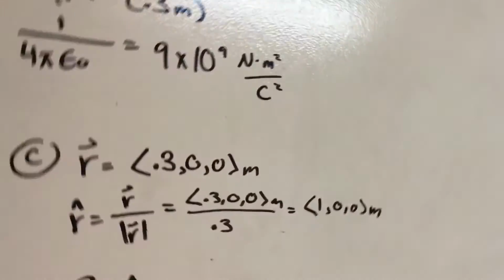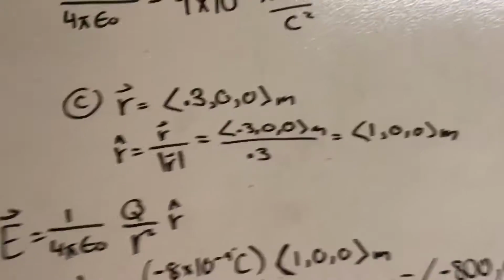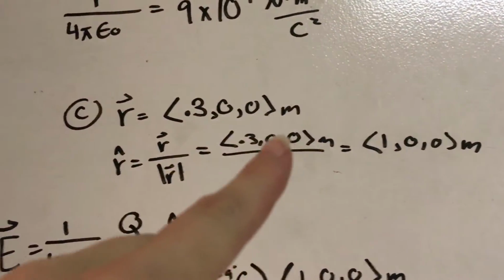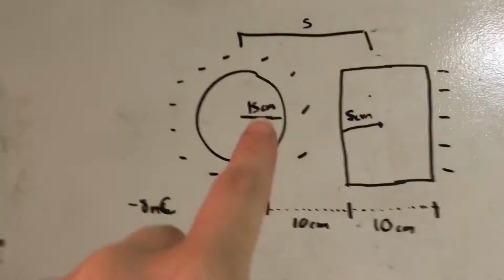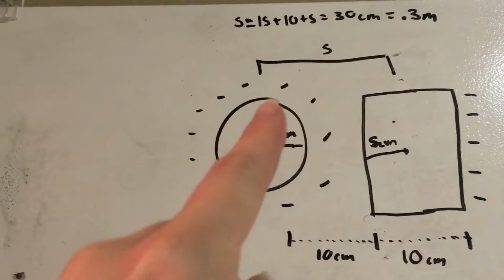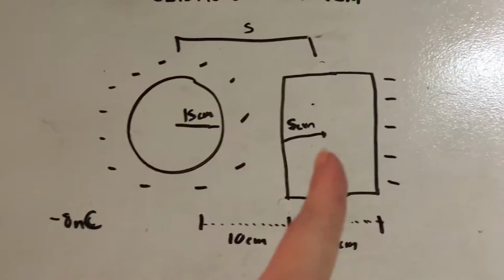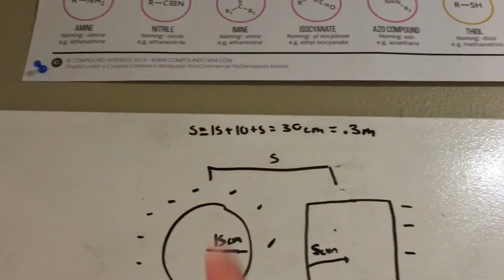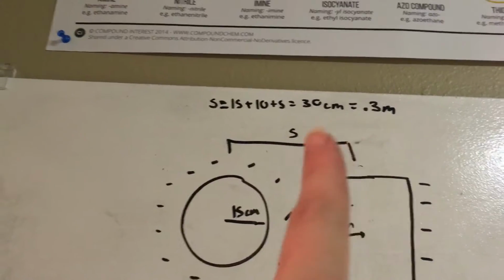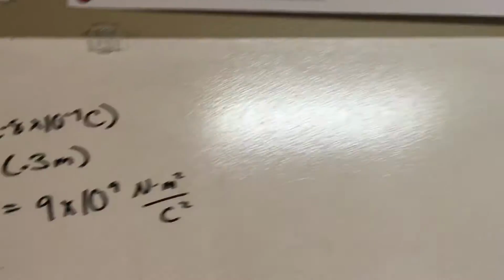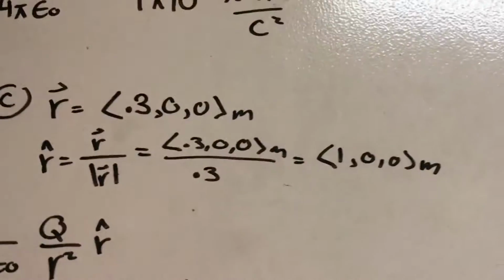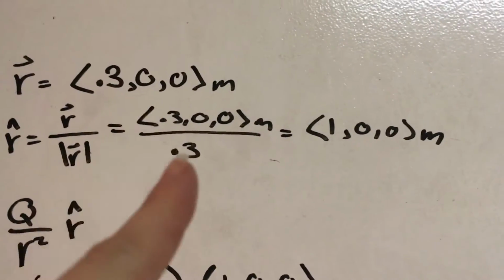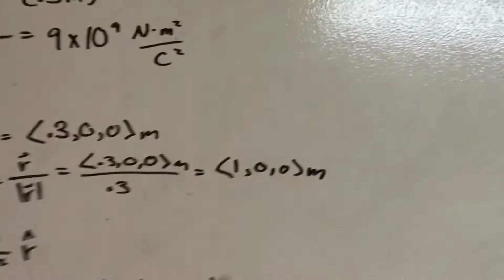So first what I'm going to do is I'm going to solve for my R, which I have to be 0.300 meters. How did I get 0.3? Well, as you can see, I am trying to go from the center of the sphere to the center of the rectangle, so I have 15 plus 10 plus 5 gives me 0.3 meters, converting from centimeters. So after that, I get my R hat, which is the vector over the magnitude. 0.3 divided by 0.3 is 1 meter.